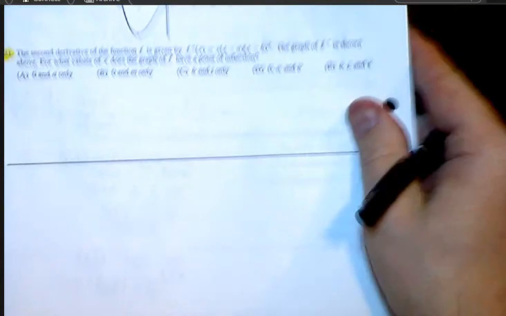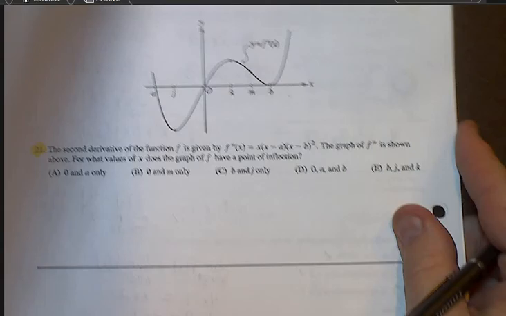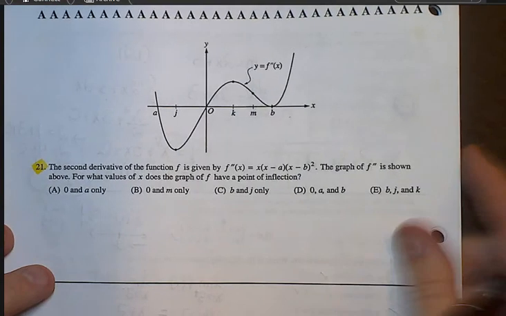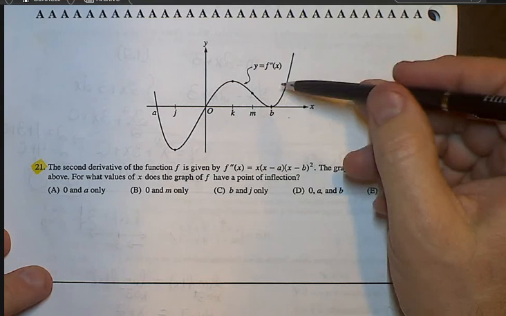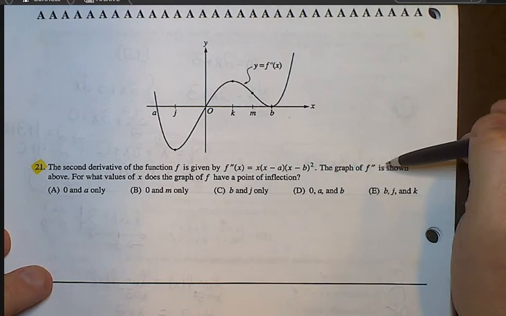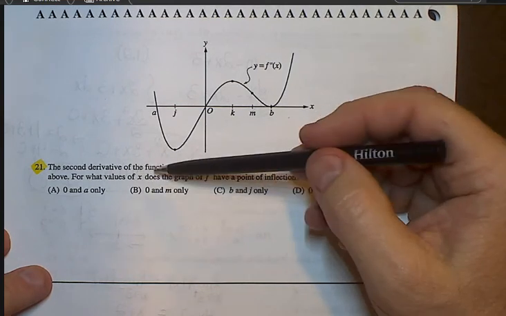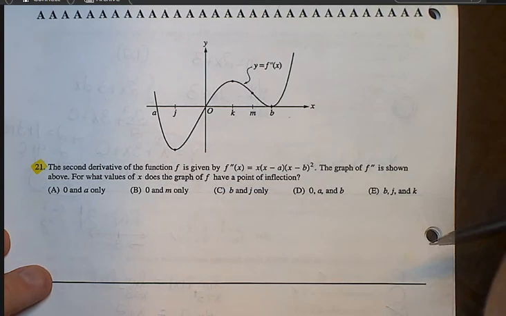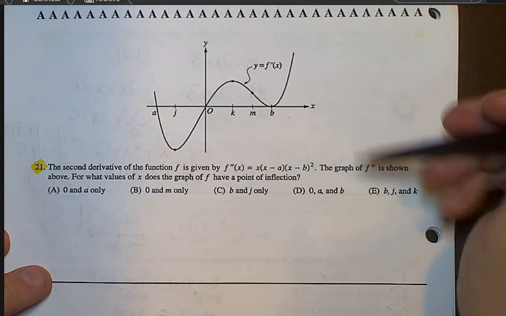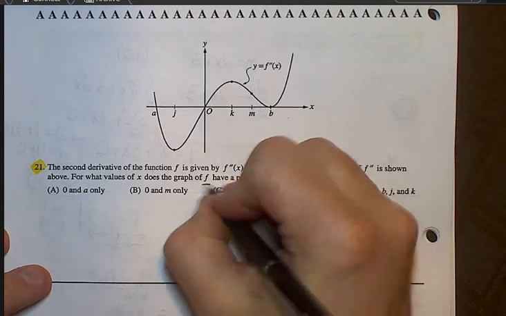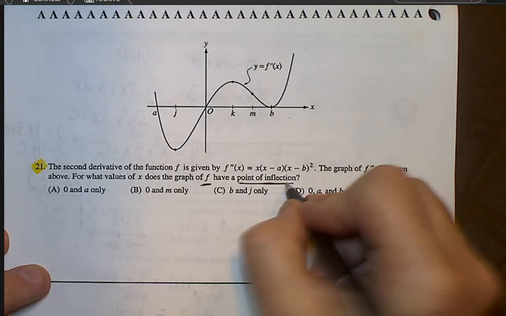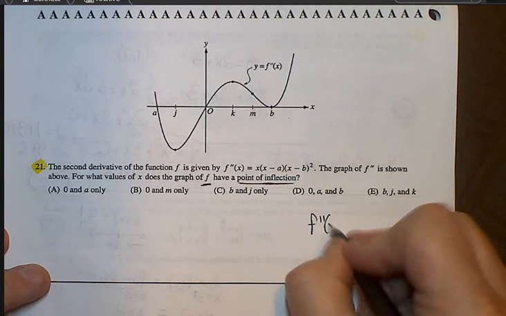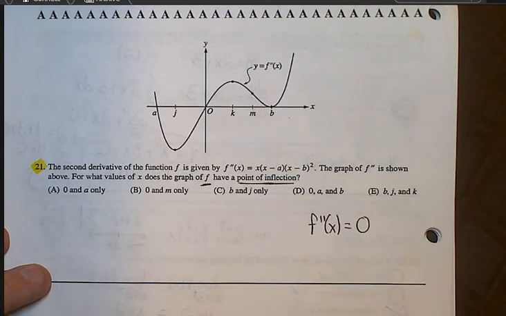We'll go through one more real quick here, and this one is given a graph. The second derivative of the function f is given above. The graph of f double prime is shown above. At which of the following values of x does the graph of f have an inflection point? Okay, you have to remember that we're looking for the graph of f and we're looking for the inflection point. So by definition, we're looking for where f double prime of x is equal to 0. All right? So that's the first piece.